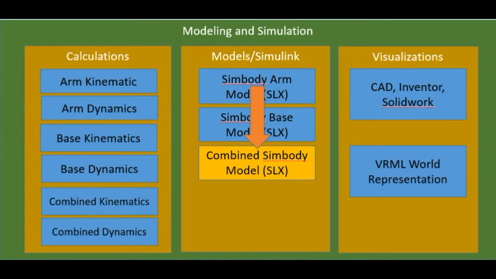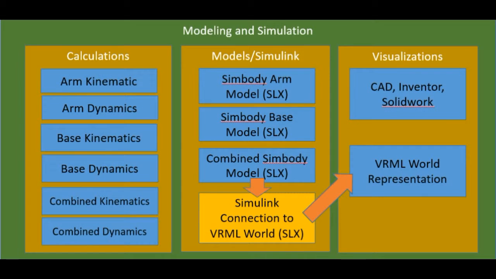From the SimBody arm model and SimBody base model that we would get from the CAD once pulled in, our goal was to combine them into a single SimBody model. Even if we build a combined SimBody model, it cannot drive the VRML representation on its own. You have to build a linking Simulink model that would take those outputs and drive the VRML model.